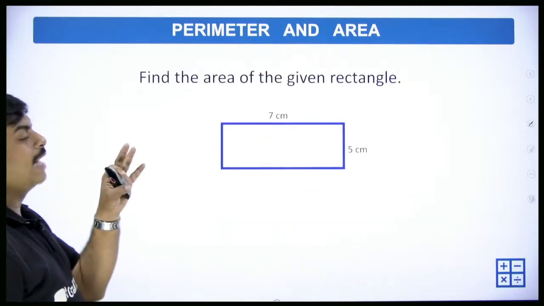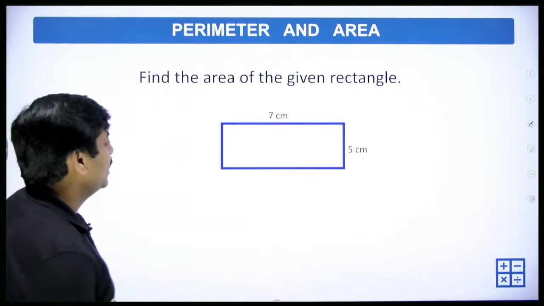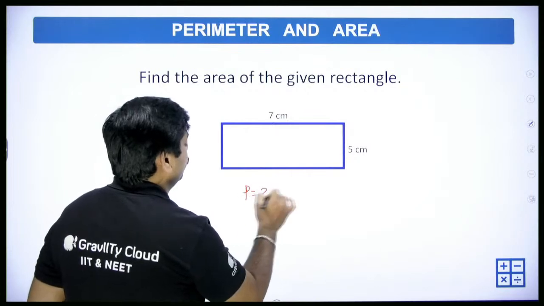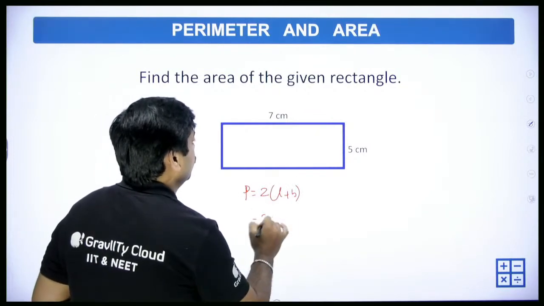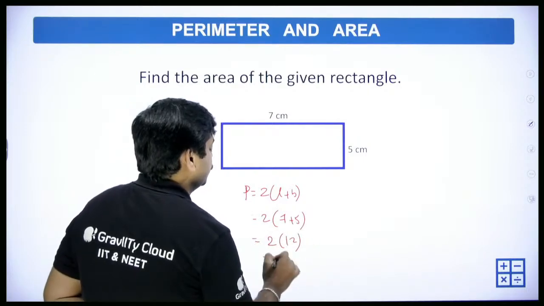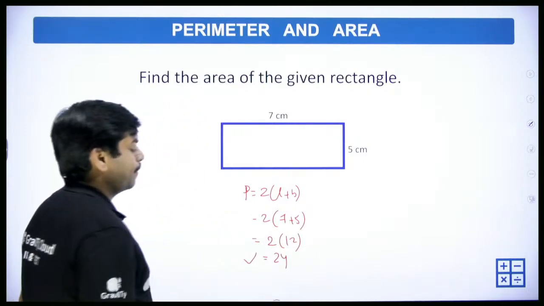Find the area of the given rectangle. If you go for perimeter, it's 2 times of length plus breadth. So 2 times of 7 plus 5. So 2 times of 7 plus 5 is 12. That is 24. Even the perimeter is 24.